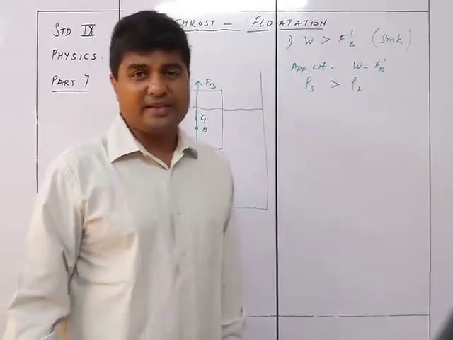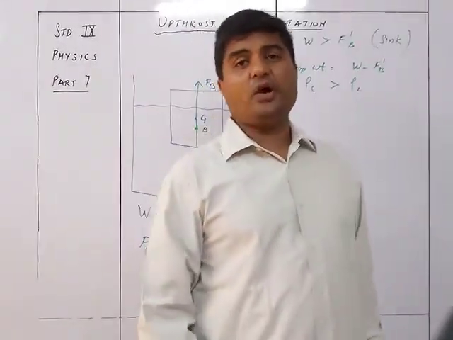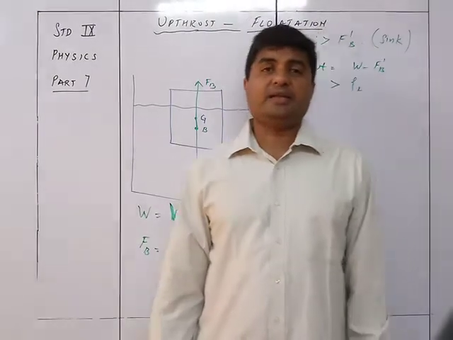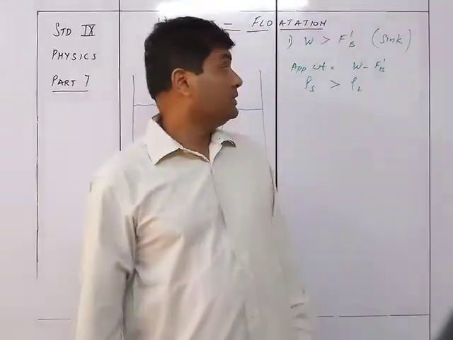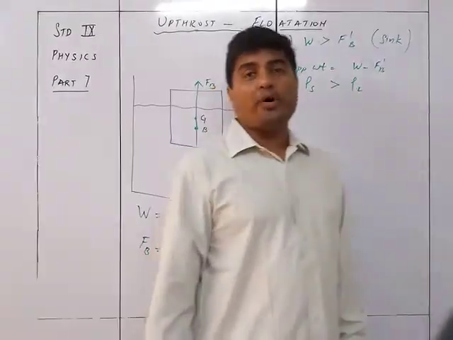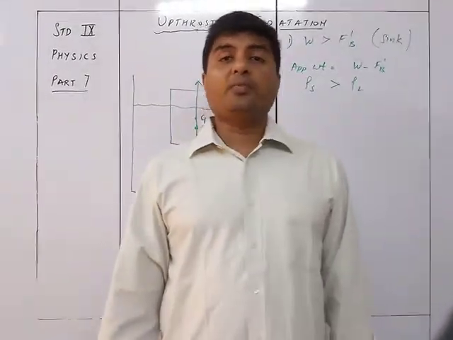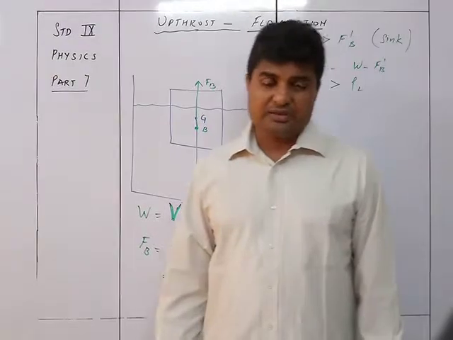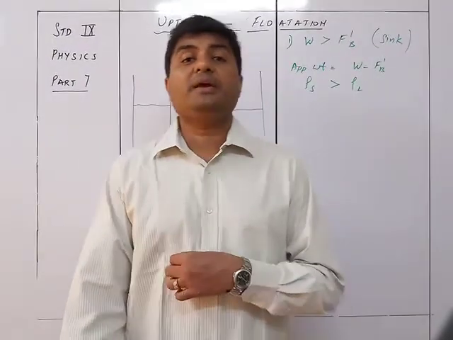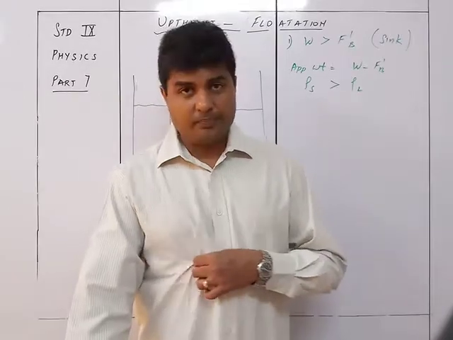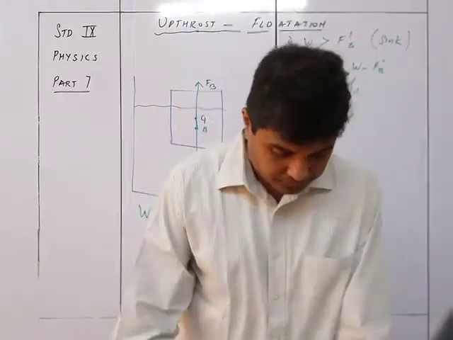So when the body sinks, the first condition is that the weight of the body will be greater than the maximum upthrust. The second condition is that the apparent weight of the body will be equal to the weight of the body in air minus upthrust. And the third is that the density of that particular body will be greater than the density of the liquid. And that is why it sinks.